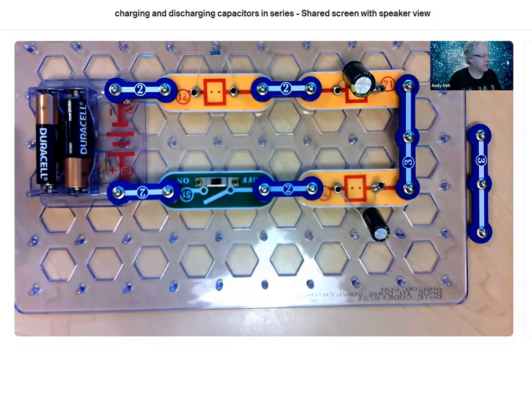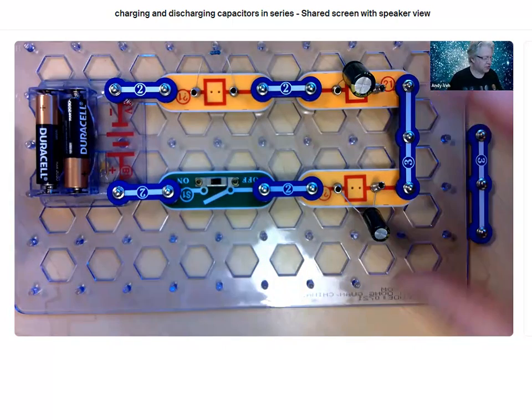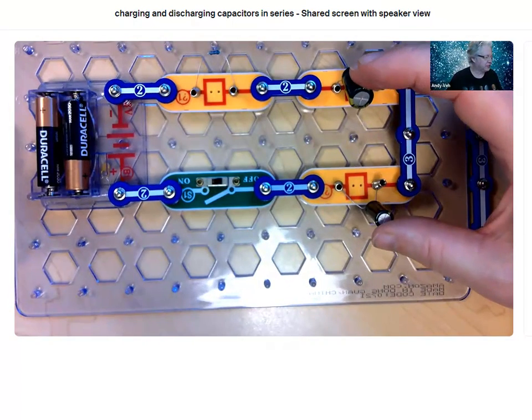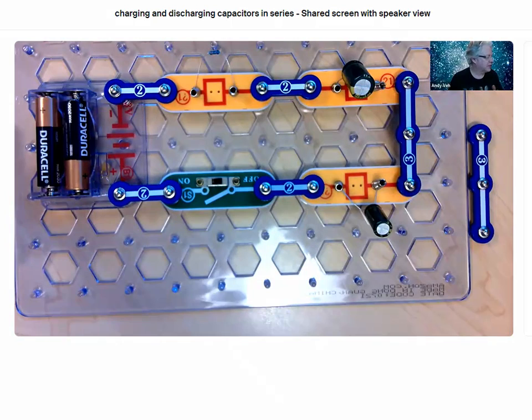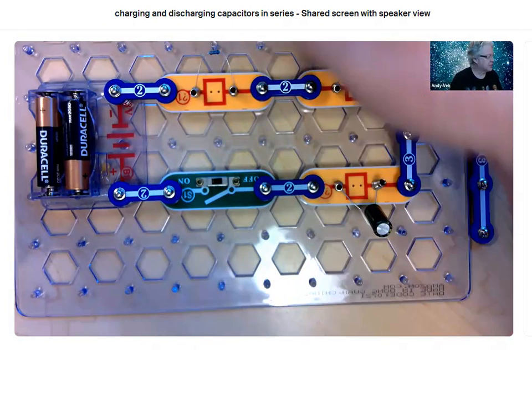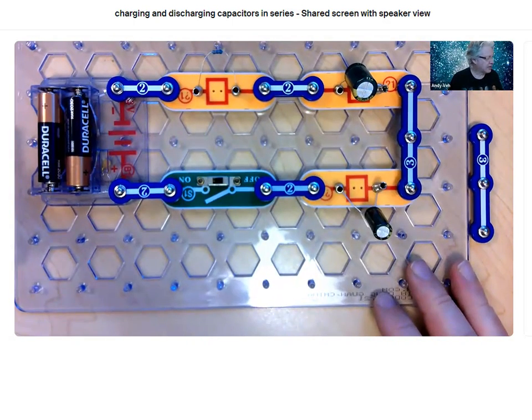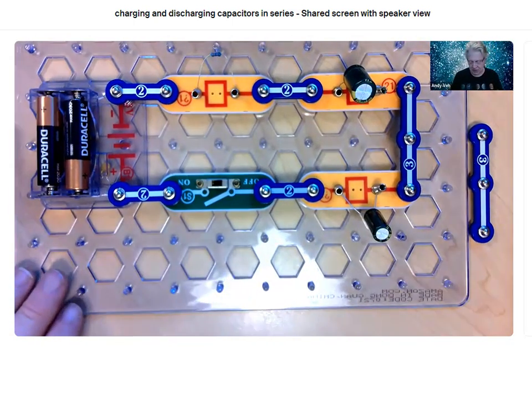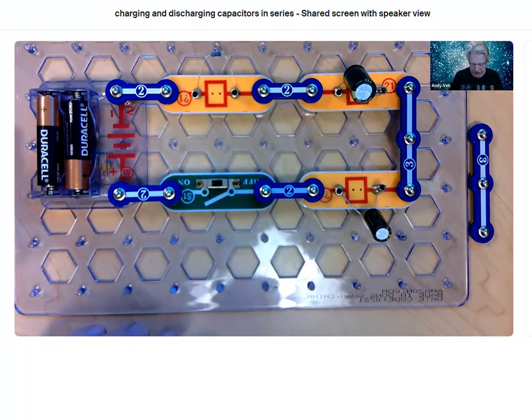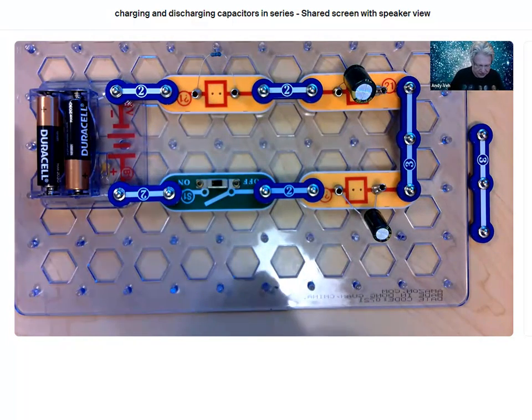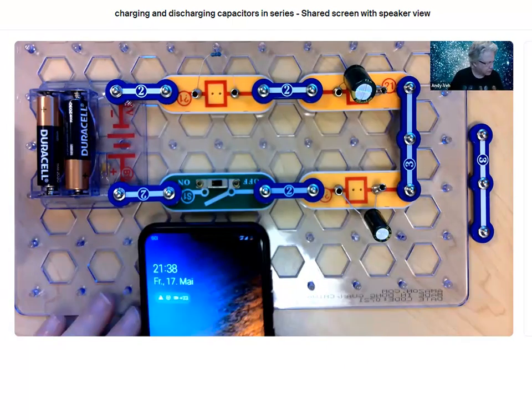Let's see if I can find my camera here. I believe there it is. There we go. All right. So these two here are two capacitors. They're in series with each other. This one here is a resistor that allows me to charge these capacitors over a certain amount of time, because otherwise if I don't have it there, then they charge right away.